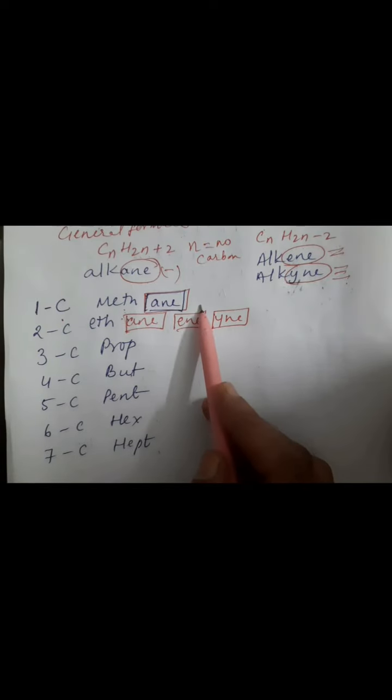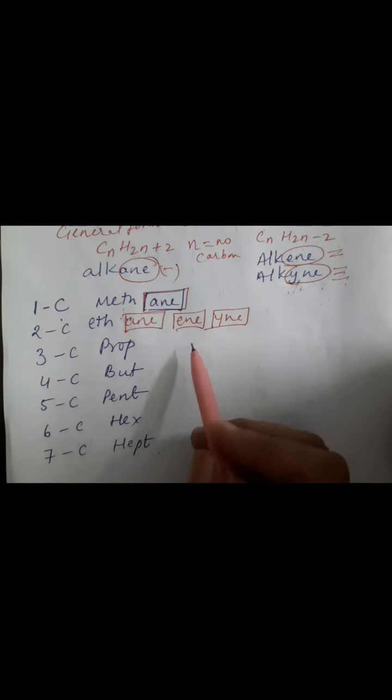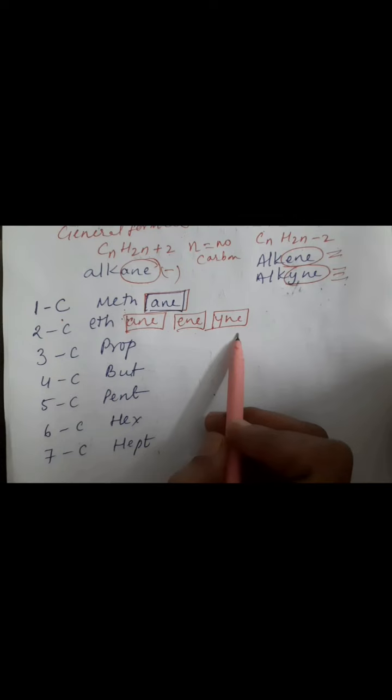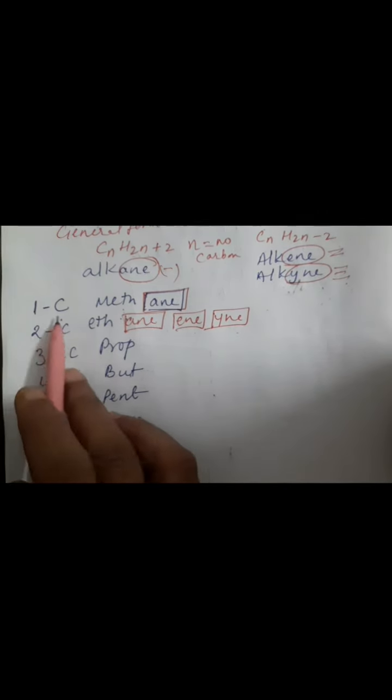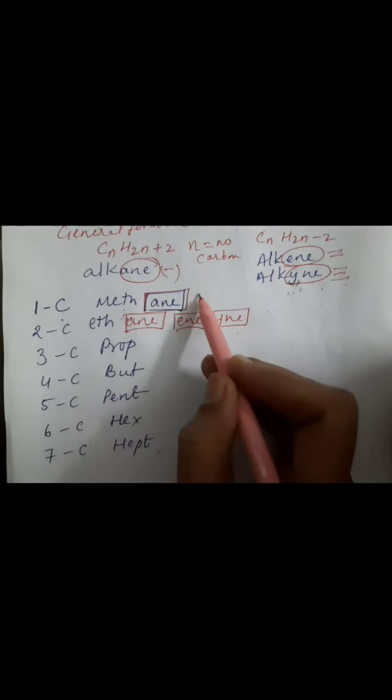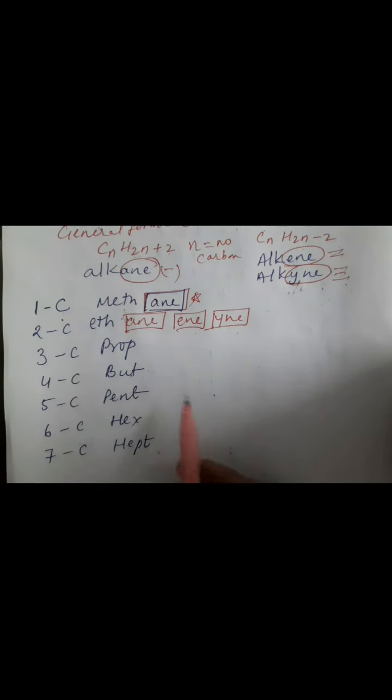Methane is the only member where a single bond is there. There are no double bond and triple bond derivatives, because for double and triple bonds, at least 2 carbons are needed. But in methane, only 1 carbon is there. So this is one of the important topics you need to remember.